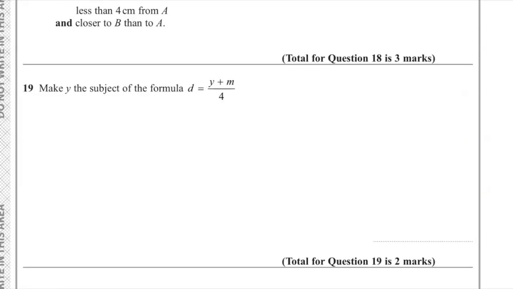Okay, we need to make Y the subject. That means that we want Y on its own. To get Y on its own, we're going to need to move the 4 and the M. First thing I'm going to do is get rid of this fraction, get rid of this divide by 4 by bringing it across. So it will land as its opposite, times by 4. So we've got 4D equaling Y plus M when we finish that step. And then we're going to take the M across and it will land as take. 4D is already there. And then it lands as minus M. So our final answer is Y equals 4D minus M.